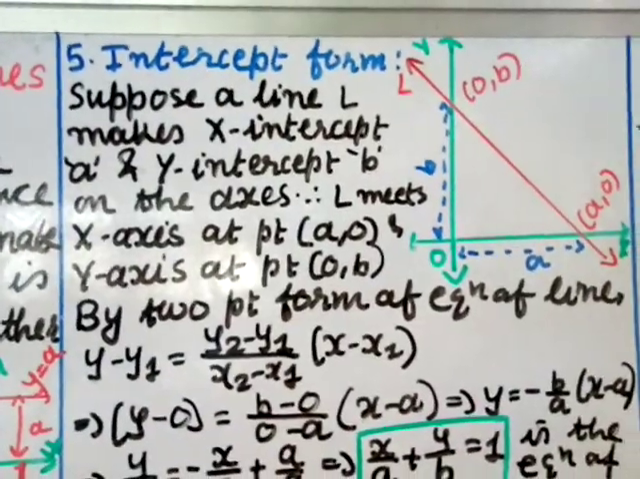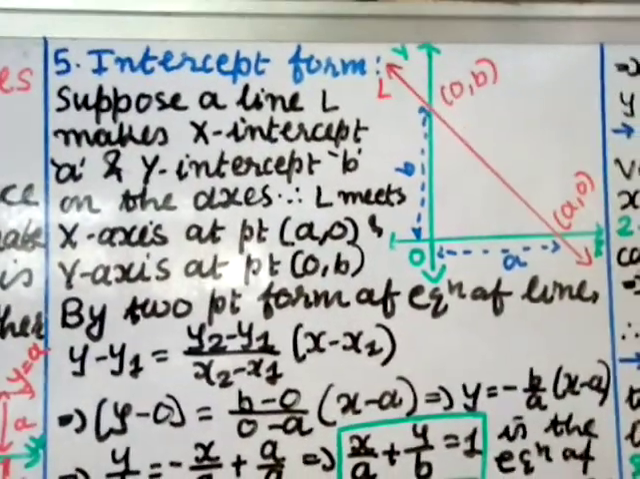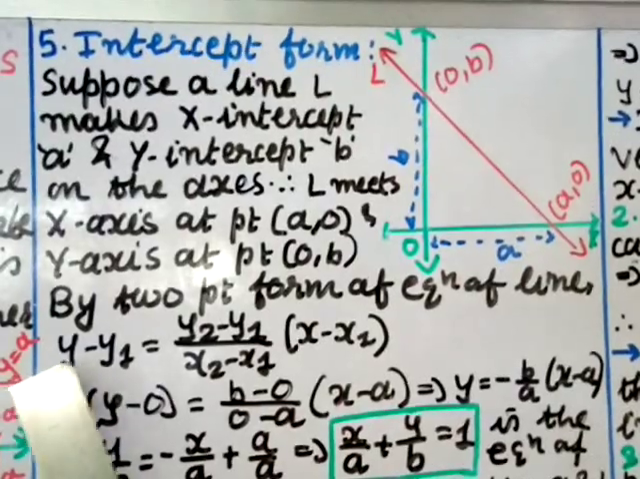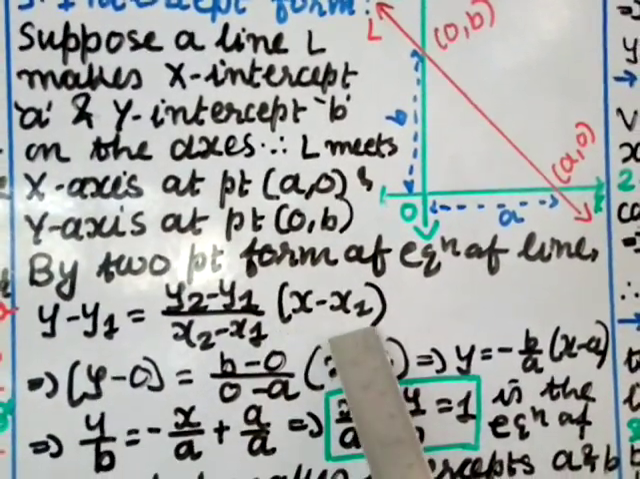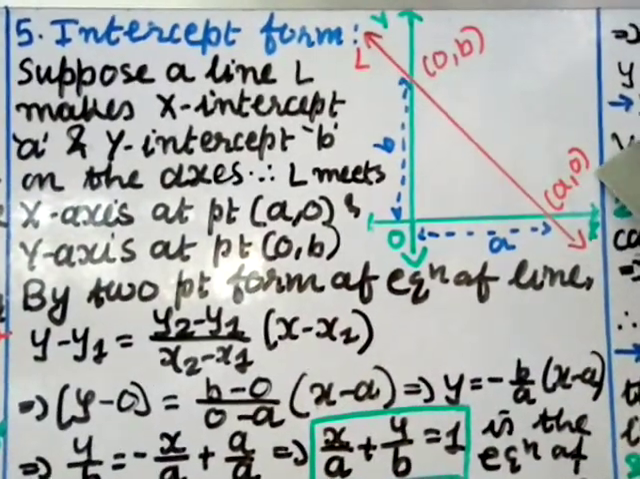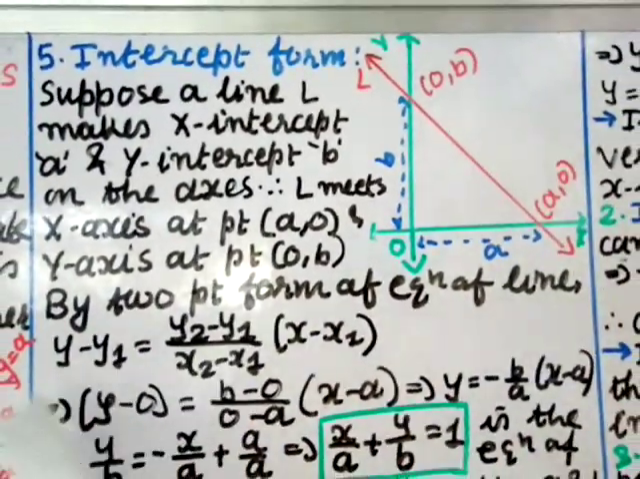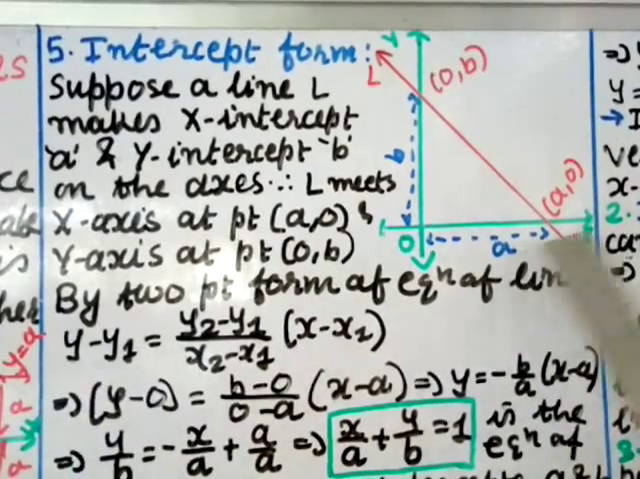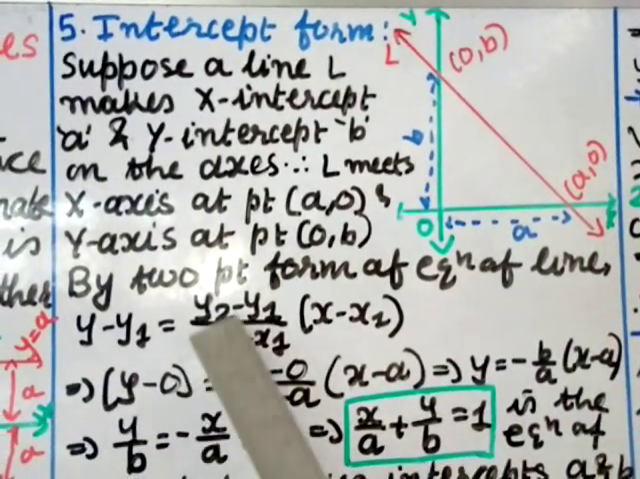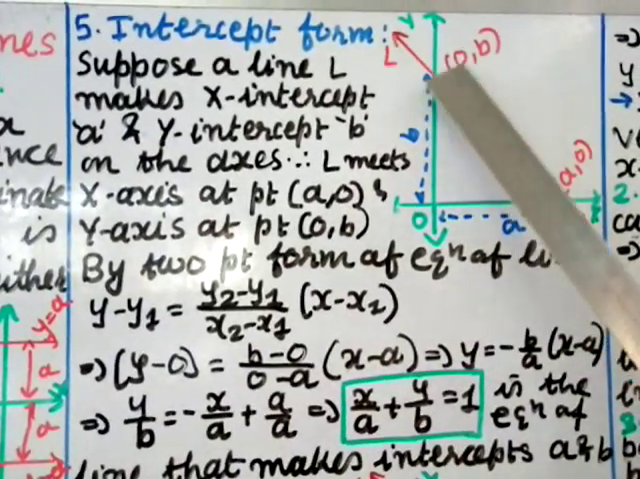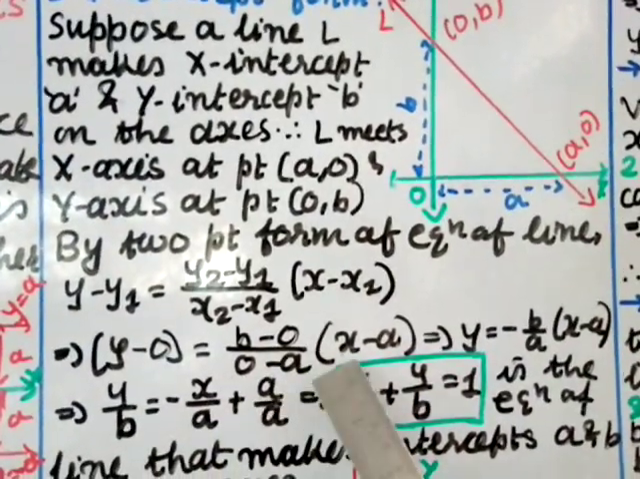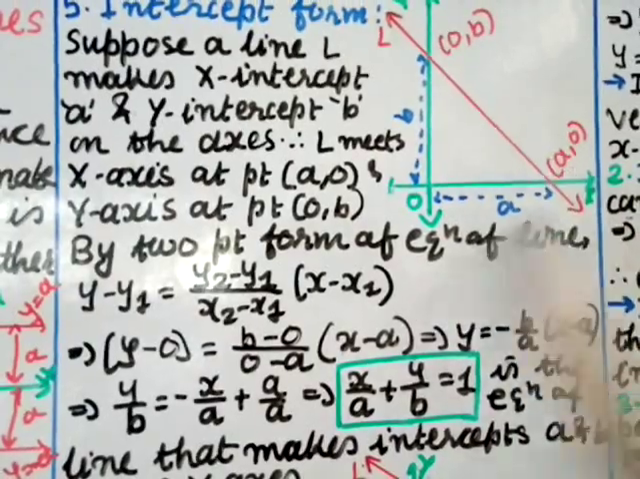Now we have got 2 points, so we will use the 2-point form of the equation of a line, that is y minus y1 equals (y2 minus y1) by (x2 minus x1) into (x minus x1). Call this as x1, y1 and this as x2, y2 and put the values. So y minus y1 is 0, so 0 equals y2, that is b minus 0, divided by 0 minus a, so 0 minus a, into x minus x1, that is again a, so put a.